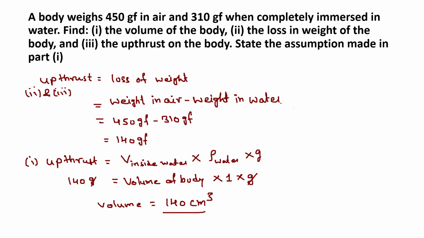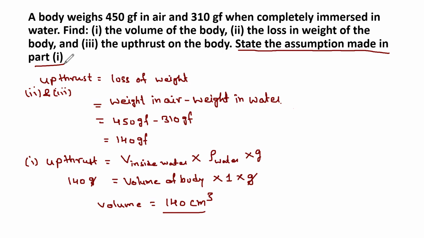Now, another part of the question is asking to state the assumptions made in part 1. We only made one assumption in part 1, that we had taken density of water as 1 gram per centimeter cube. So we will write that the assumption made in part 1 is that density of water is 1 gram per centimeter cube. Okay, that's all.